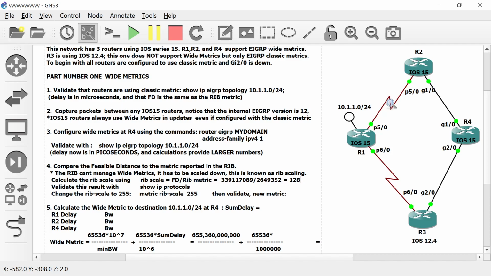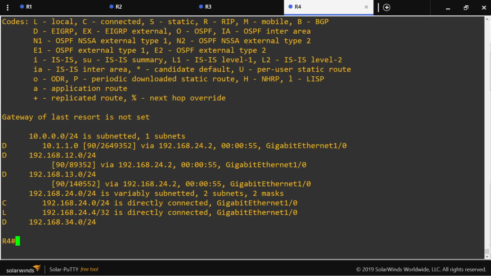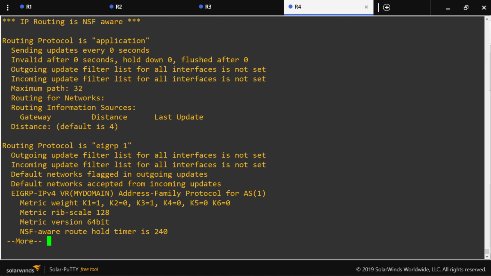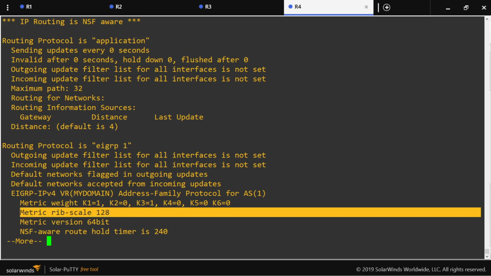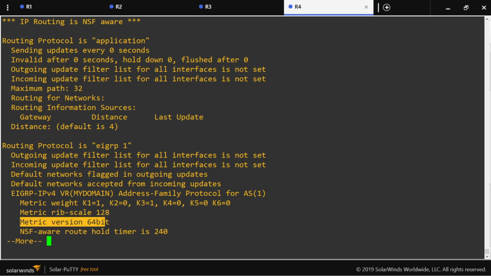So let's validate it with show ip protocols. We can see that in the EIGRP part of the output, the RIV scale is shown here, which is the value that we just calculated. And we can also validate here that we're using the wide metric system in this router. We can see that this router is using 64 bits for the wide metric calculation.